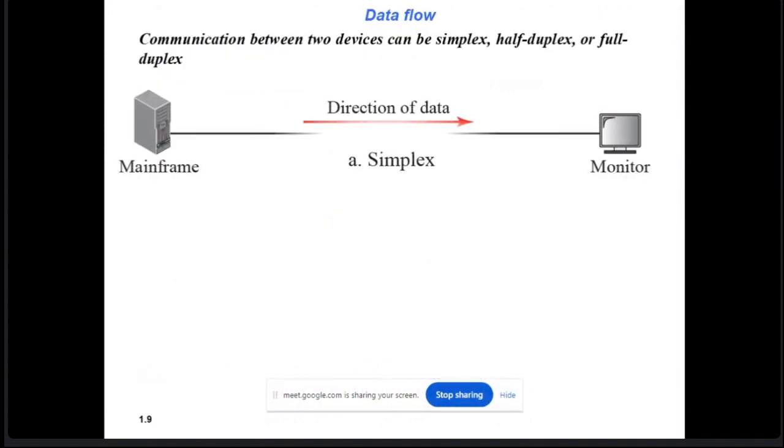Next, the next important parameter is communication. How will communication happen between two devices?